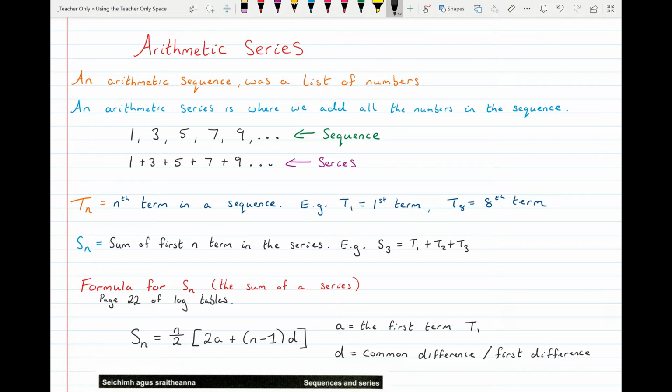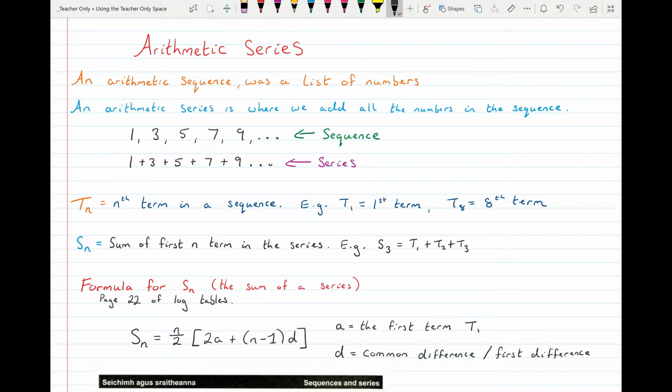Our sequence was 1, 3, 5, 7, 9. The series then will be 1 plus 3 plus 5 plus 7 plus 9. So the only difference is we're adding them all together. Tn was the nth term of a sequence. So T1 was the first term and T8 was the 8th term.